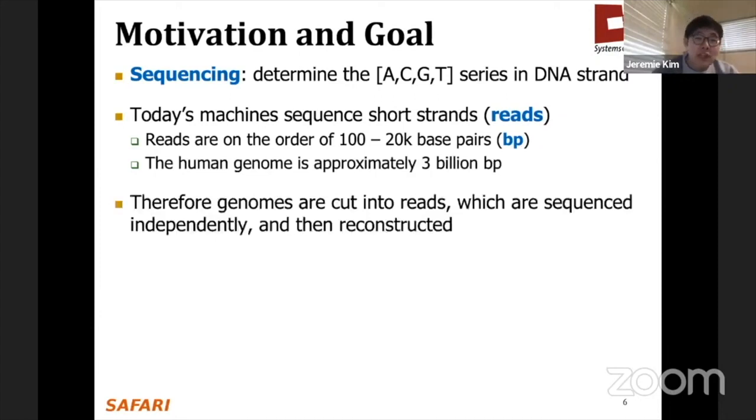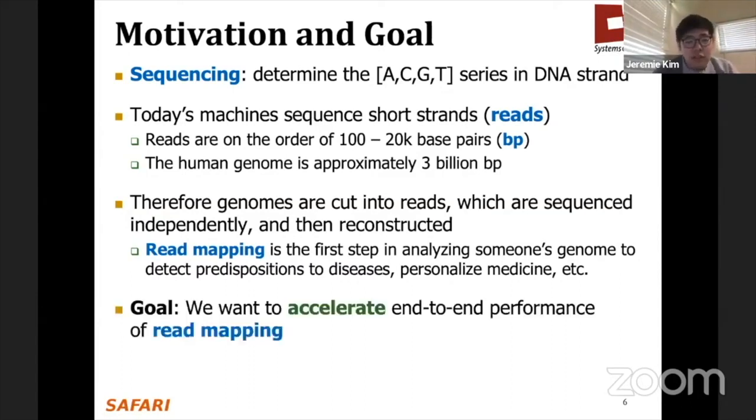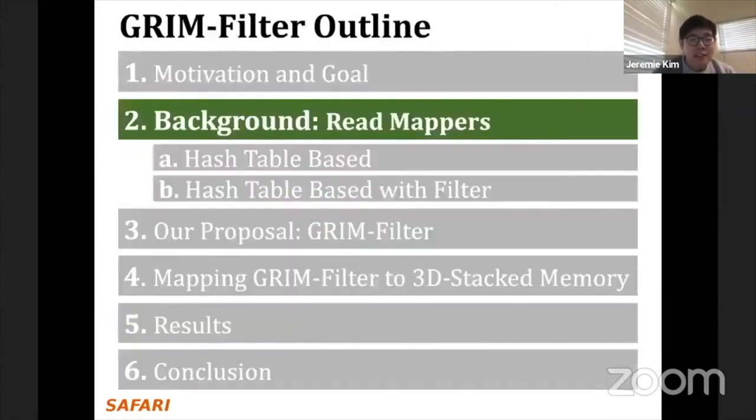Therefore, the genomes must be cut into reads, which are sequenced independently and then reconstructed. So read mapping is the first step in analyzing someone's genome to detect predispositions to diseases, personalized medicine, and of course, popularly now, to identify different COVID variants. So the goal here is to accelerate end-to-end performance of read mapping. I'll go into the background of read mappers, and in this paper, we focused on hash table-based read mappers because they were more accurate and more comprehensive compared to other methods.